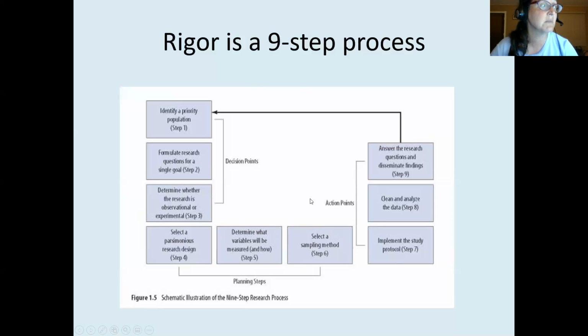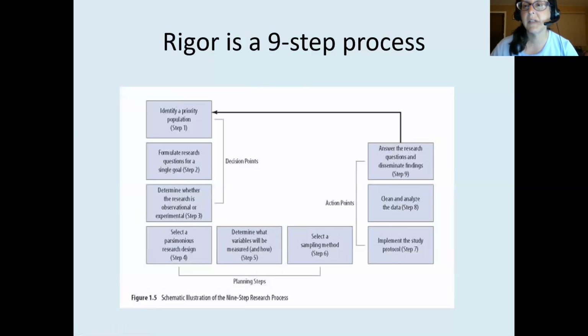So we've done the decision points, the planning steps, and then once you've done the planning, you go into the action steps. And these are going to be actually implementing the study protocol. So once you have planned it, think of it as writing a recipe and then actually preparing the food. So you are going to be implementing what you plan to this point, and then that's going to result in the generation of data, which you're going to have to clean and you're going to have to analyze.